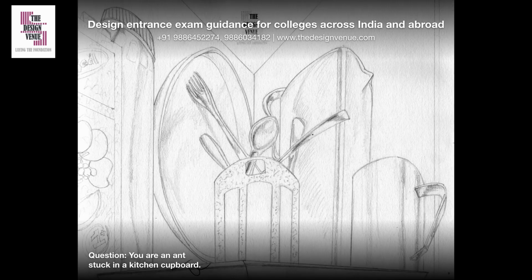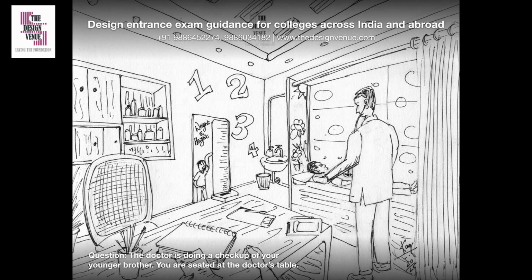In this question, you are an ant stuck in a kitchen cupboard. So since this is the view of an ant, the vanishing point will lie very close to the floor. And also observe how distorted the view looks, since the object is so much higher than the height of the ant. In this question, the doctor is doing a checkup of your younger brother.